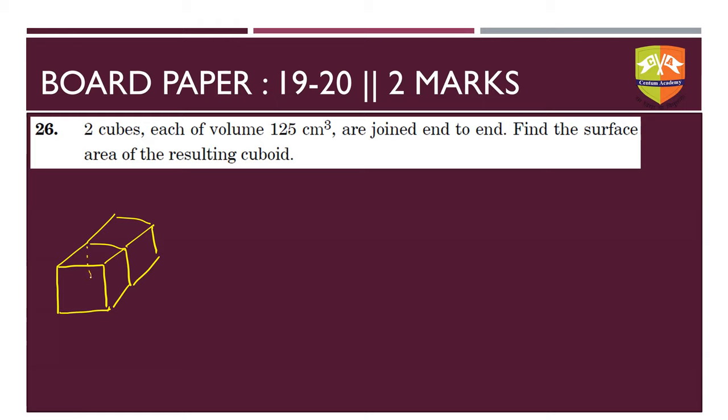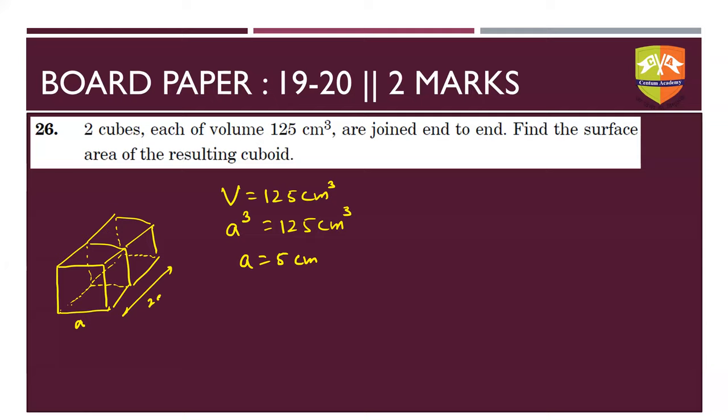So you can show. According to convention, whichever side or edge is not visible, you should draw with a dotted line. So these are the hidden lines. So V is equal to 125 cm cube. That means A cube is equal to 125 cm cube. What is A? Show in the picture. So A is equal to 5 centimeters. Now this is nothing but 2A, and this height is A only.